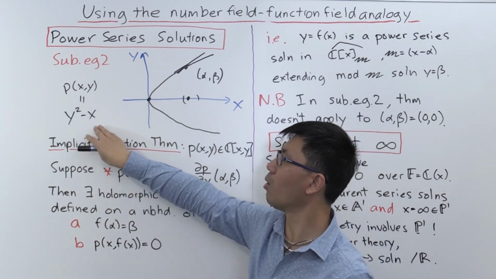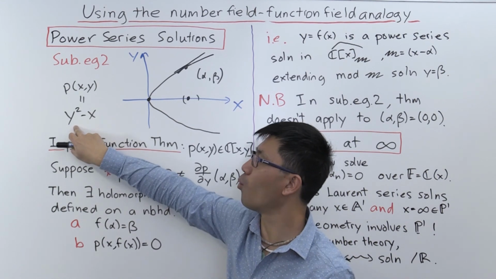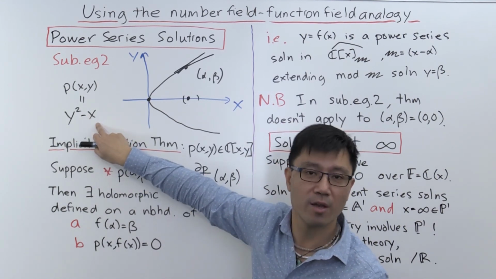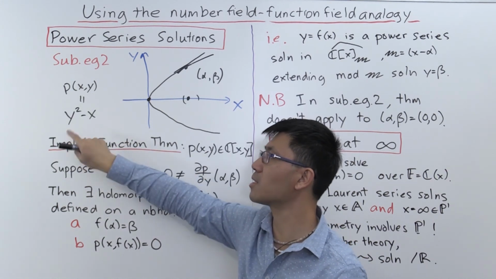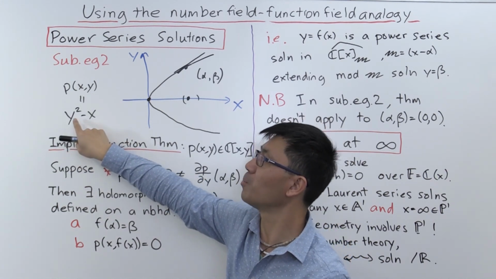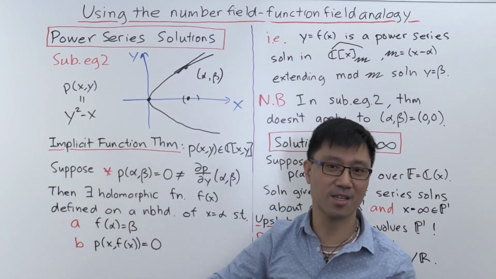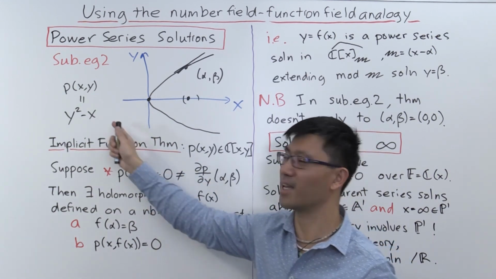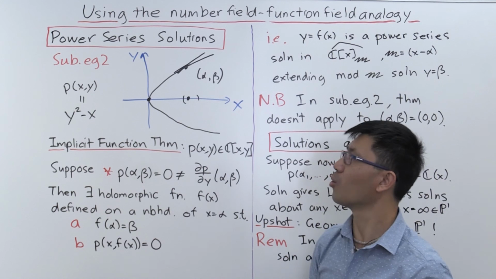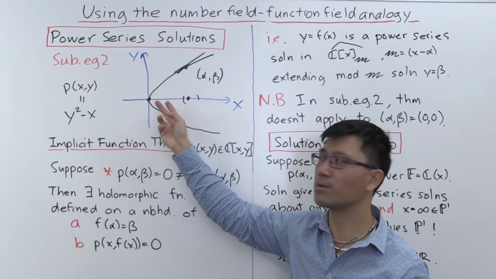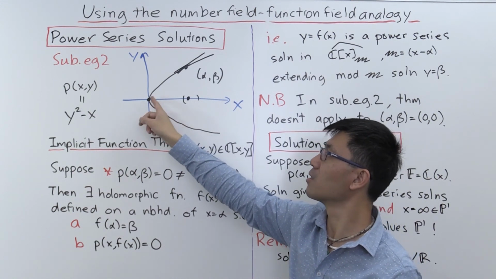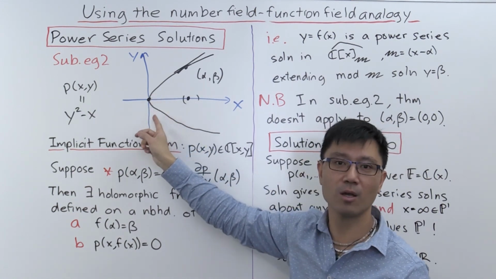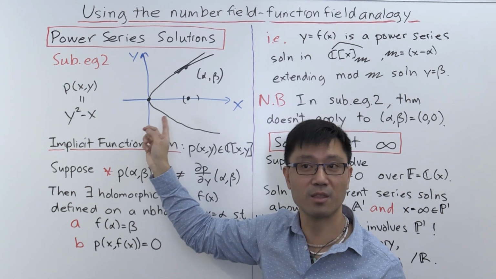Why is that? Well, remember, you want to solve for y as a power series in x, some sort of function in x, depending on the situation here. And of course, the solution would be y equals the square root of x, and you can't write that as a power series in x. Okay, so when you're thinking about why power series solutions sometimes do not hold when you have solutions mod M holding, this is the type of picture that you should be thinking of.